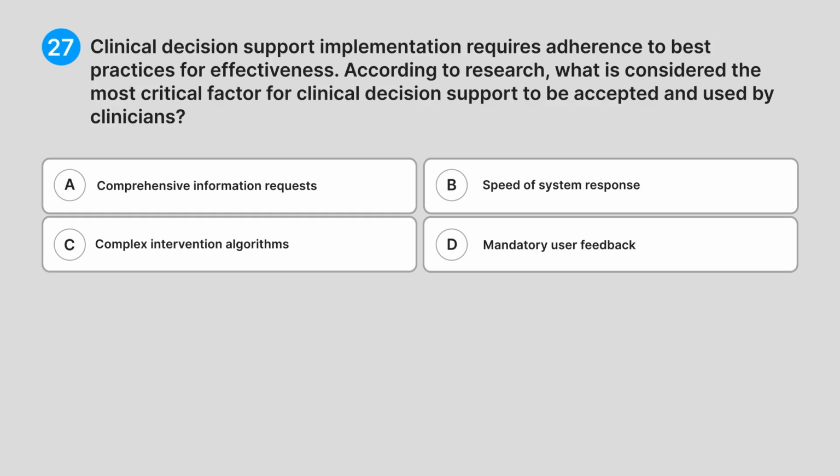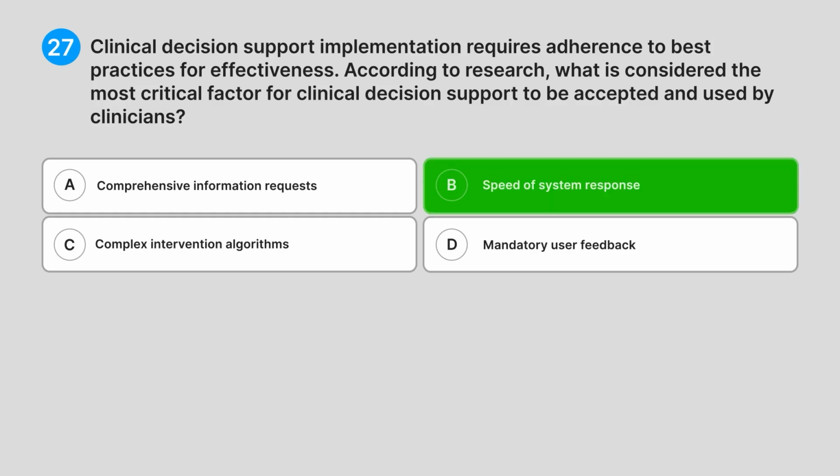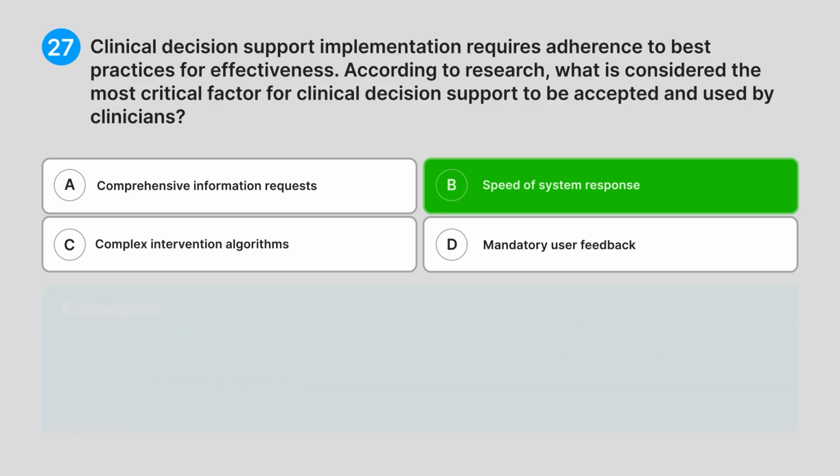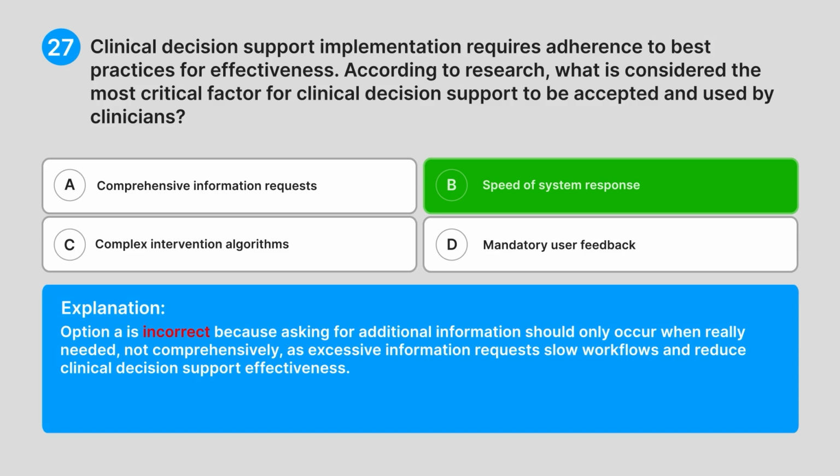Correct answer: B. Speed of system response. Explanation: Option B is correct because research shows that speed is everything for clinical decision support, as clinicians require rapid system responses to maintain workflow efficiency and will resist slow systems regardless of quality. Option A is incorrect because asking for additional information should only occur when really needed, not comprehensively, as excessive information requests slow workflows and reduce clinical decision support effectiveness.